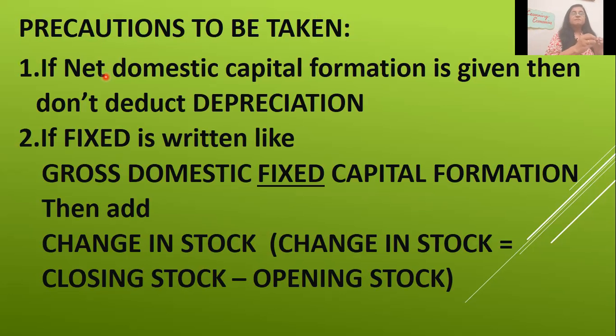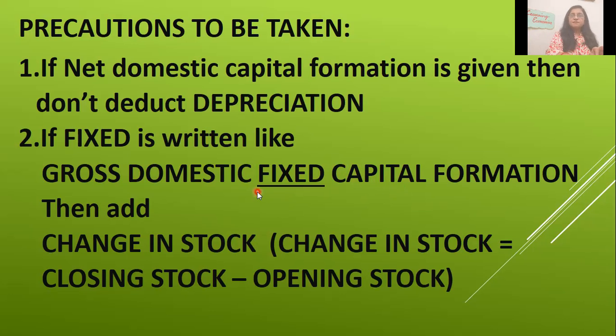Because in the expenditure method, these kinds of things are given intentionally by the examiner to confuse the student. So if they have given you net domestic capital formation, then don't deduct depreciation. Just ignore depreciation. Second thing, if fixed is written in between this, like gross domestic fixed capital formation.